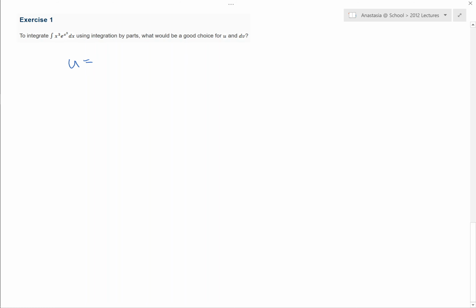and tell you that the correct answer here is u equaling x squared and dv equaling x e to the x squared dx. Now let me show you why this works. First of all, remember from the written discussion just above this video that choosing dv to be only e to the x squared dx doesn't work because you can't integrate that.